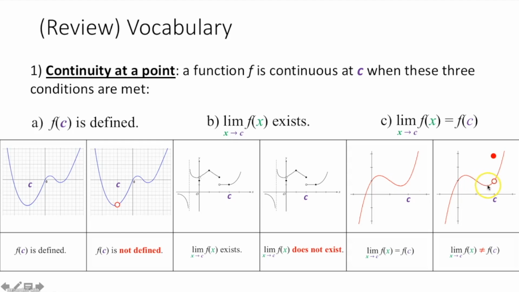Here, the limit as x approaches c from the left and the right exists, and it's equal to 1, but the point for the function at x is equal to c is at the y value of 3. We have a point at c, 3, but our limit as x approaches c from the left and the right is equal to 1. Therefore, this function would not be continuous at x is equal to c.